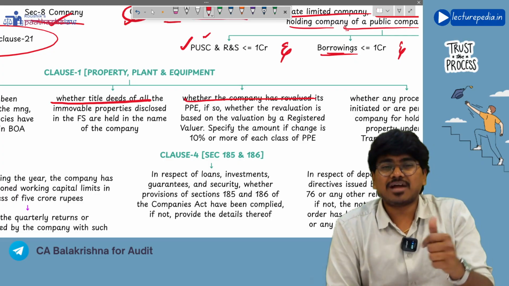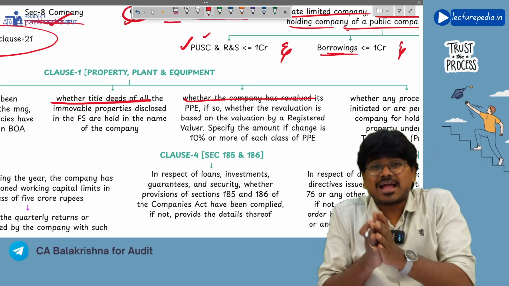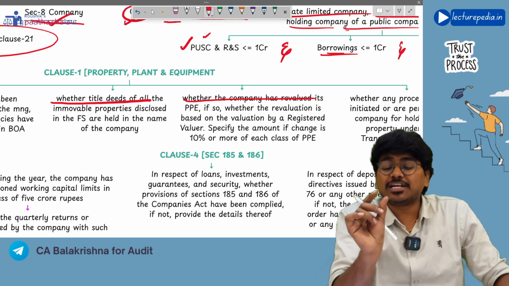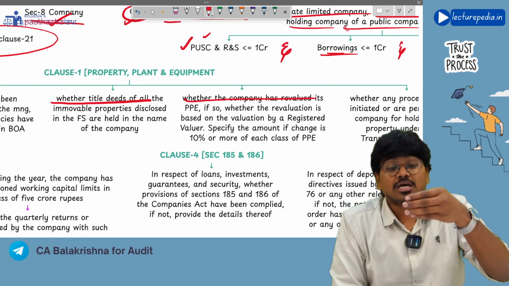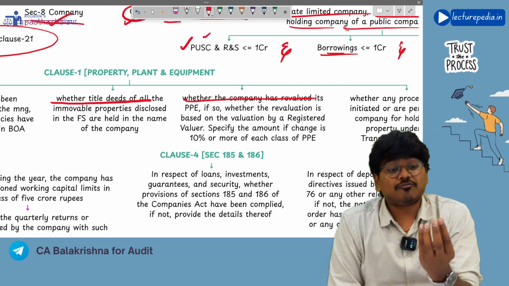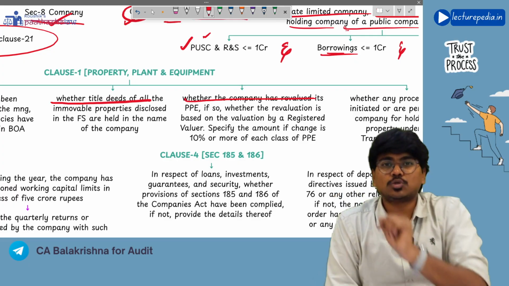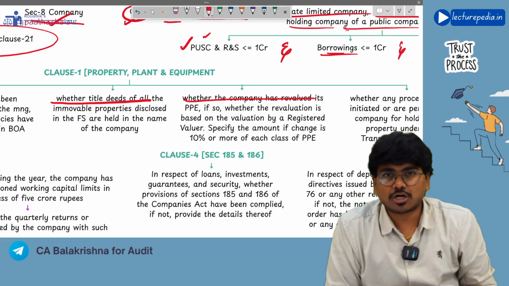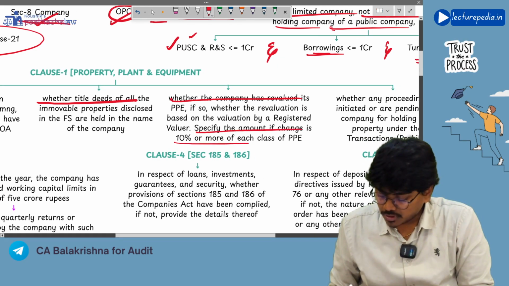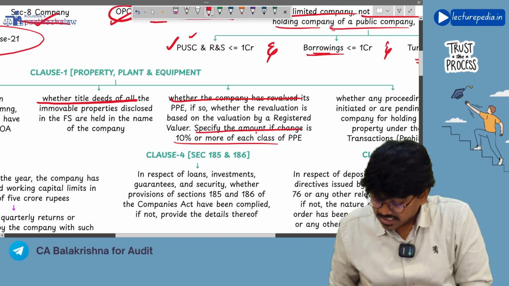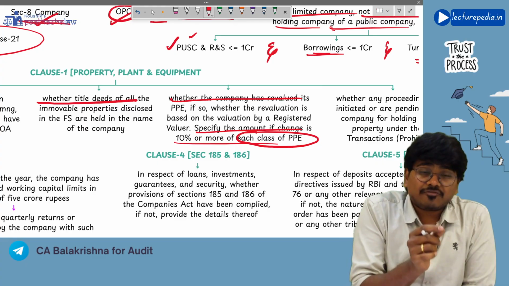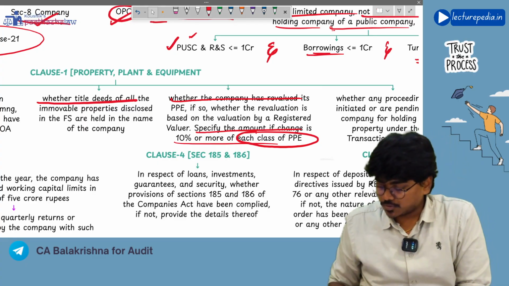So because of revaluation, if the increase in the value of asset is more than 10%, you should see this not individual asset wise but class wise, because in each class there could be various assets. Got it? Now if the total class taken together the change is 10% or more, then auditor will report. Specify the amount if change is 10% or more, each class of PPE wise you need to see. Got it? Not the fixed asset wise but the class wise you need to see.